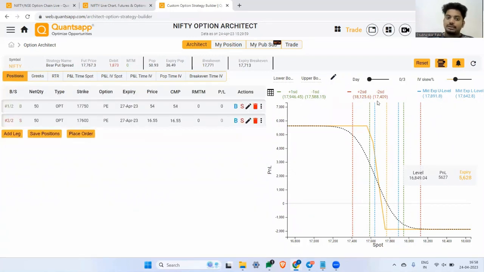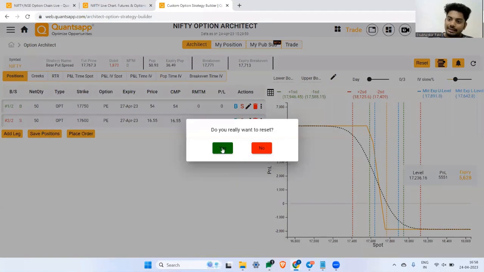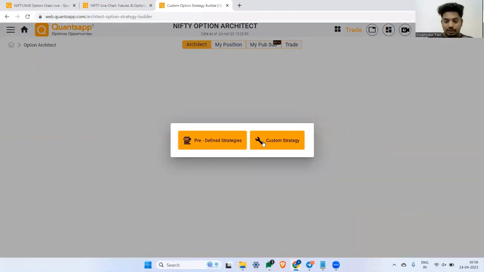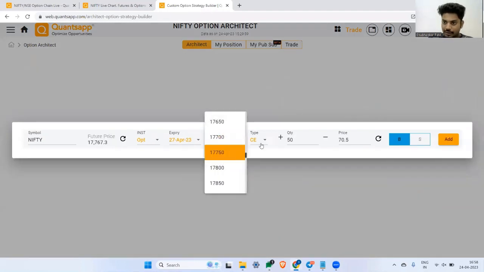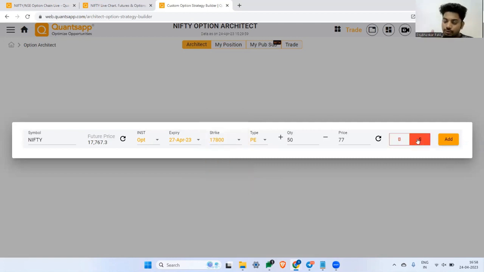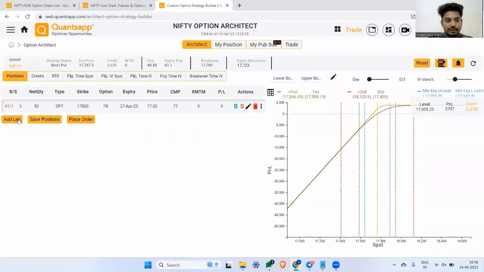Now, another type of strategy: let's say you are bullish on the market, then what will you do? Let me just reset everything. You can create a bullish strategy using put options as well. So again, go to custom strategy. First, always select put option. Whenever you are creating this, you need to sell a put option at a higher strike, basically an in the money or at the money put option is what you will try to sell. And this is how the payoff will look.